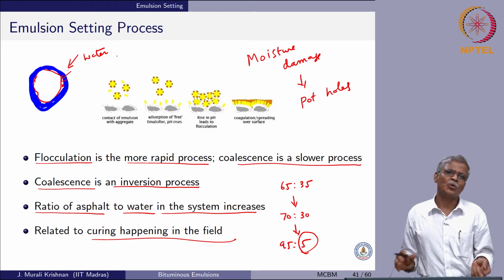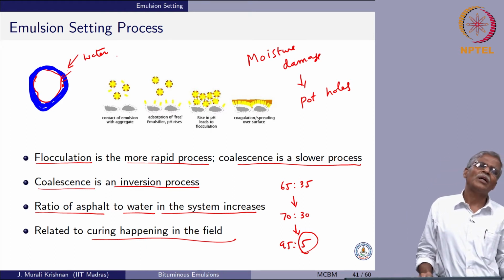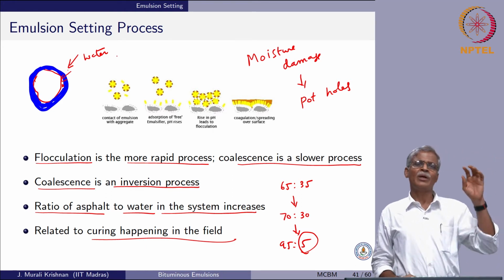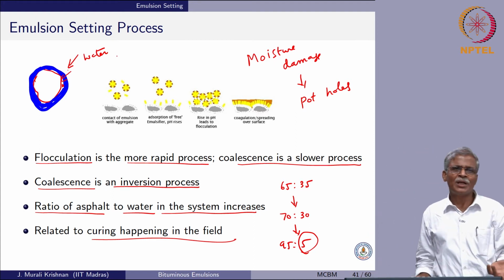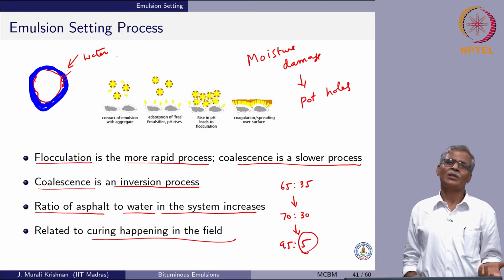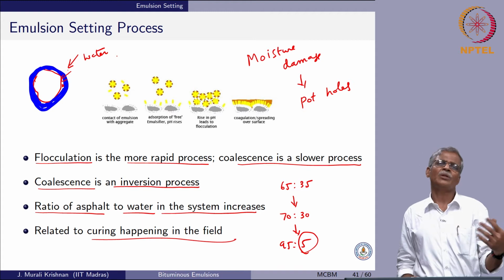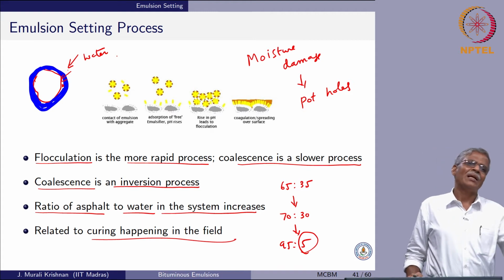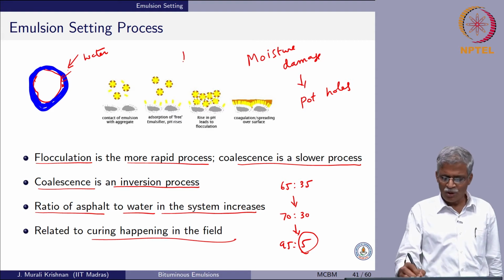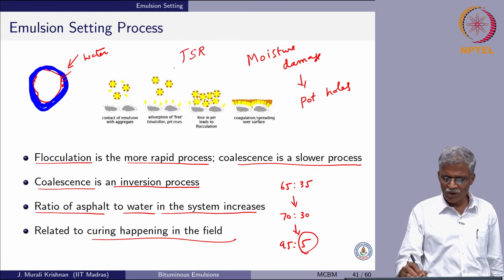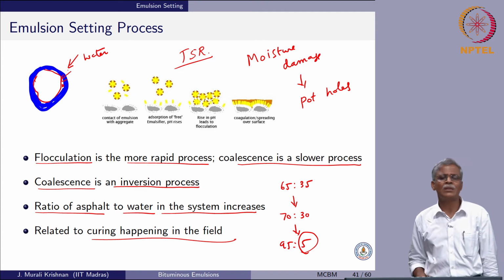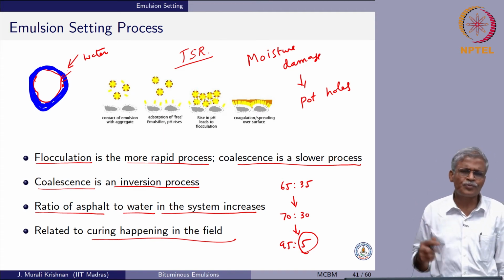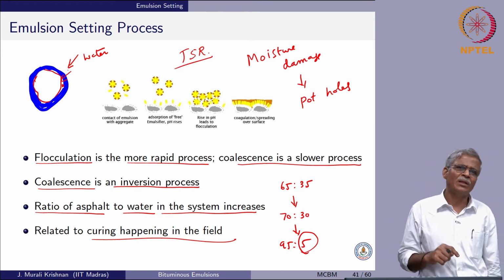And you have failure due to moisture damage, which is what we try to simulate in the laboratory by making a sample, saturating it with water, doing a freeze-thaw experiment, then taking it to room temperature, conditioning at 60 degrees centigrade, and trying to measure the indirect tensile strength. I am sure you may know most of these things. This is what is called the tensile strength ratio. Now, what is really happening here?